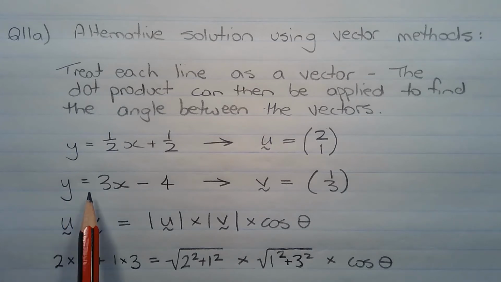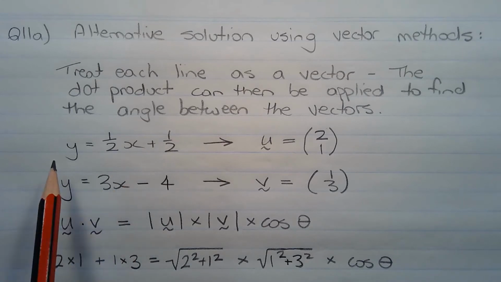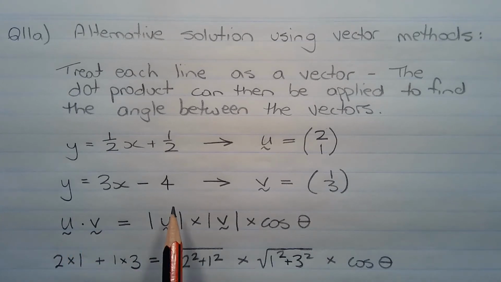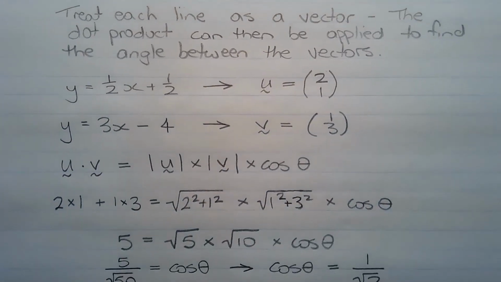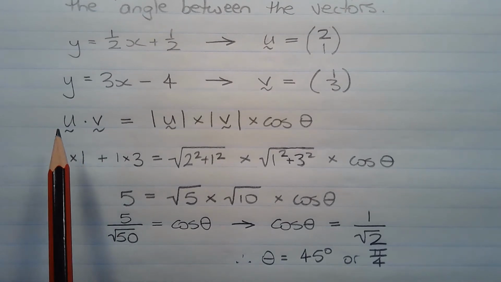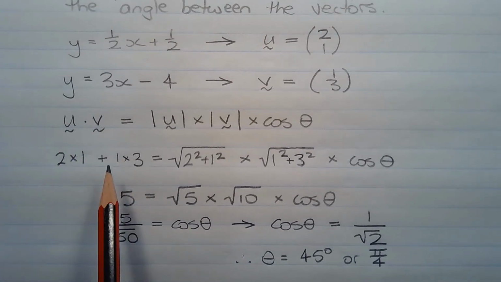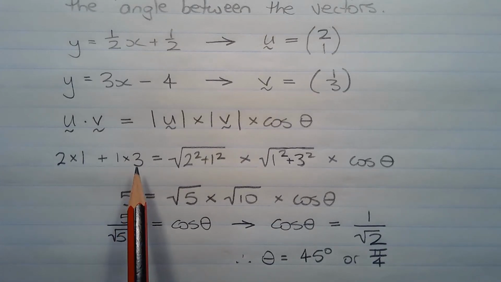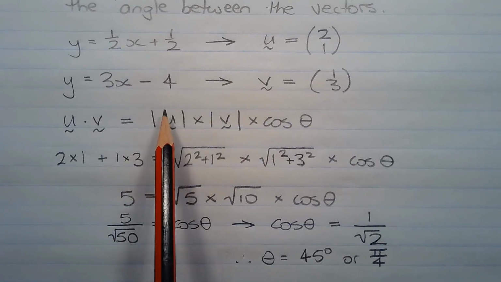So this is in component form, x1, y1. And for the line y equals 3x minus 4, again, only the gradient is of importance. This can be represented with the vector v equals (1, 3). So that's x2, y2. Now the dot product, so that's u dot v, is equal to the length of u multiplied by the length of v multiplied by cos theta. So u dot v is 2 times 1 plus 1 times 3. So that's x1 times x2 plus y1 times y2.